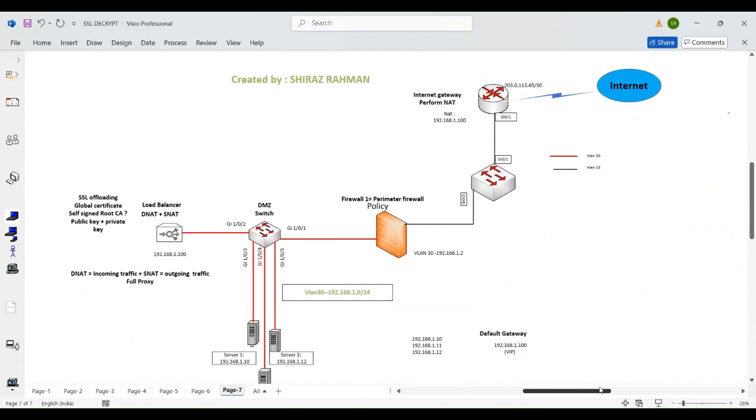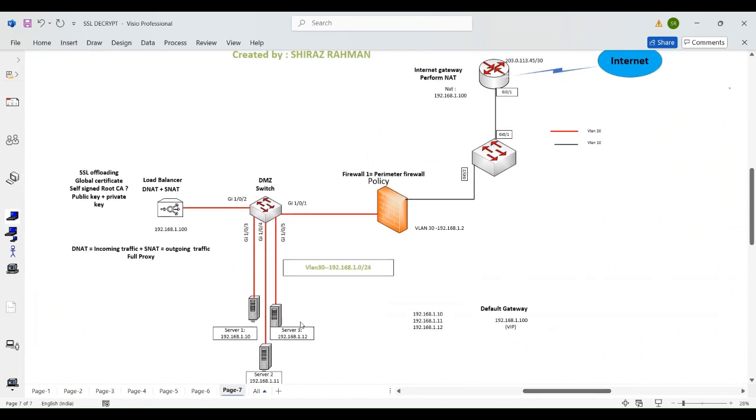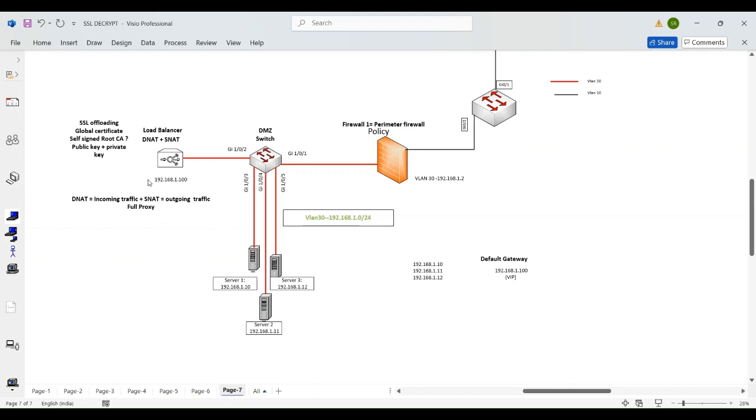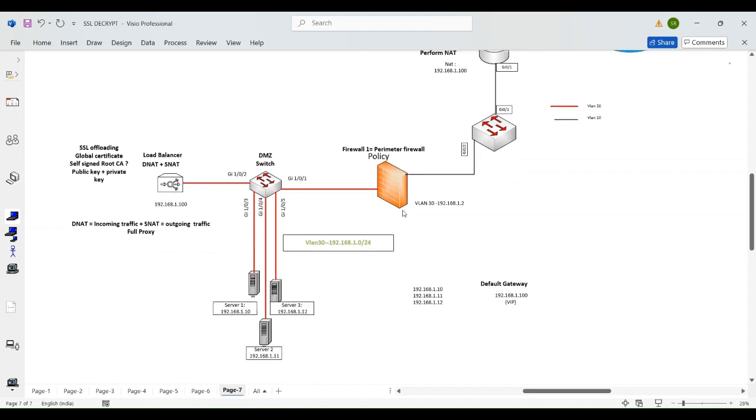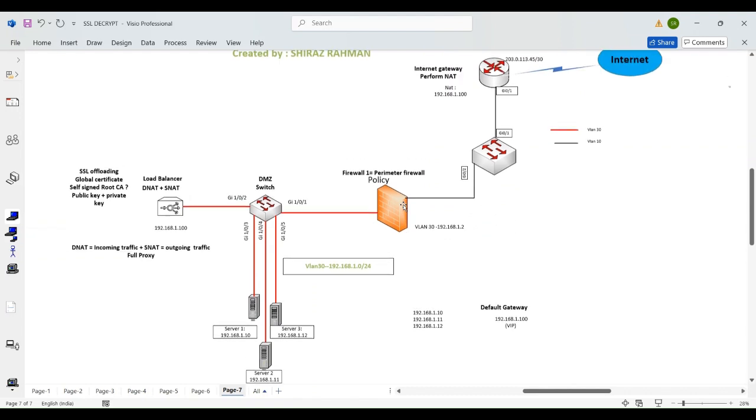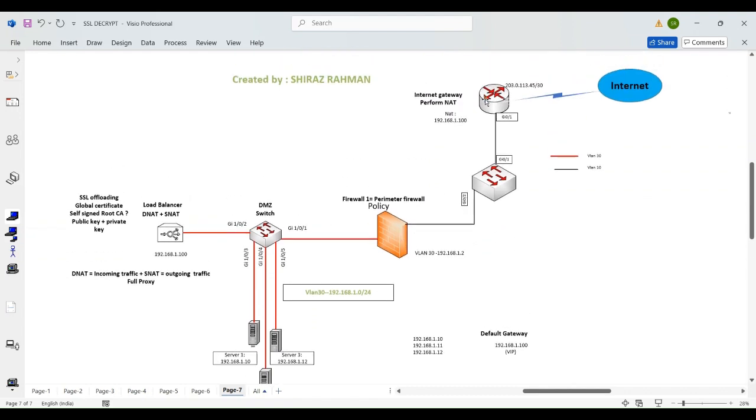So first of all, we have a server. This is a web server: server 1, server 2, server 3. We have a load balancer over here. This is another VLAN 30. This is one network, 192.168.1.0/24. This is a complete network, hosted on the L2 network, right? So you can see the VLAN 30 is acting as an L3 for this one, and this VLAN 30 is defined on this. This is connected to a router via an L2 switch.